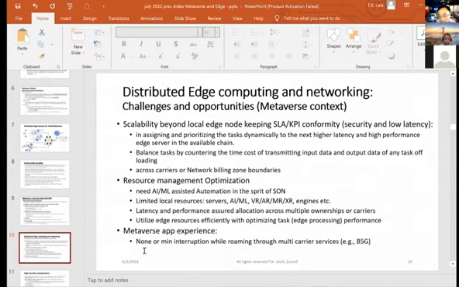Also, it's extremely important that when you're roaming, meaning you're going from one node to the next node, even though you physically are not moving, your load, the application that you are using, is actually moving from one edge node to another node. And there cannot be any interruption, right? So that needs to be maintained.